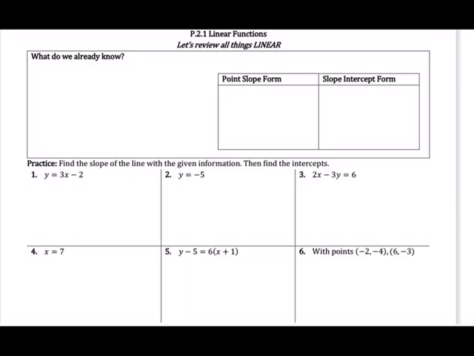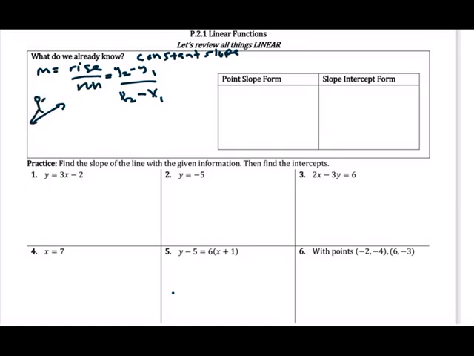All right, so what are the things that we already know about lines? Well, we know that we use the letter M for slope, that our slope is our rise over our run, or our change in y over our change in x. We know that in a linear function, this slope is constant. We know that positive slopes go upward, negative slopes go downward.